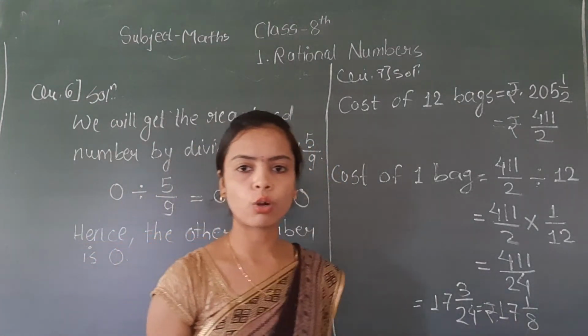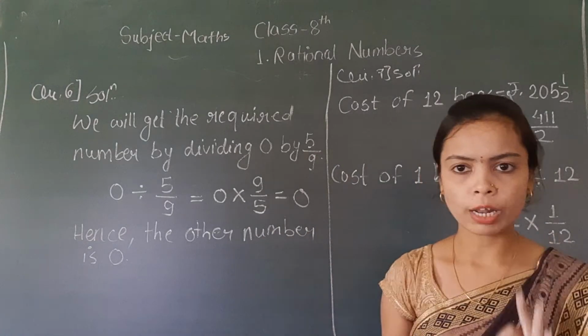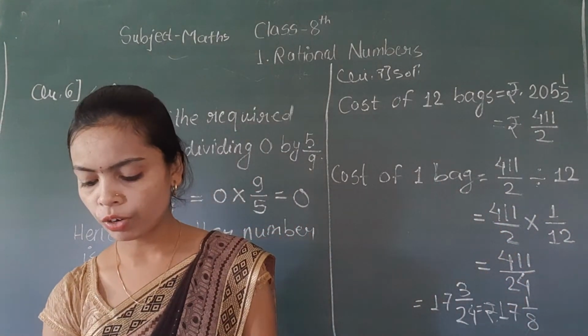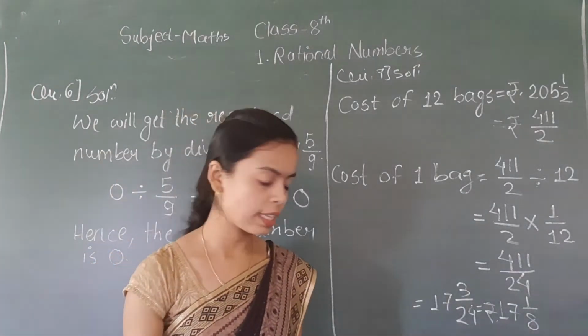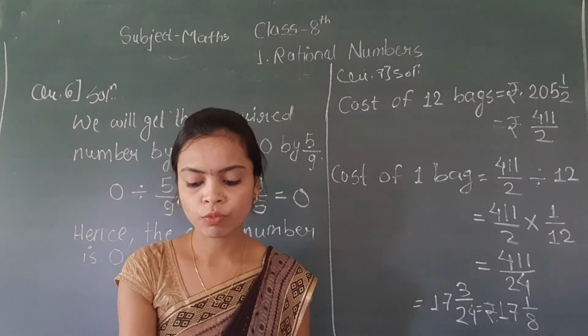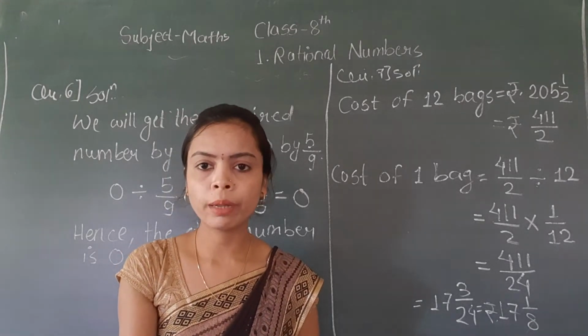Here in the question, the cost of 12 bags is given and you have to find out the value of one bag. So the value of one bag is 17 1 upon 8.